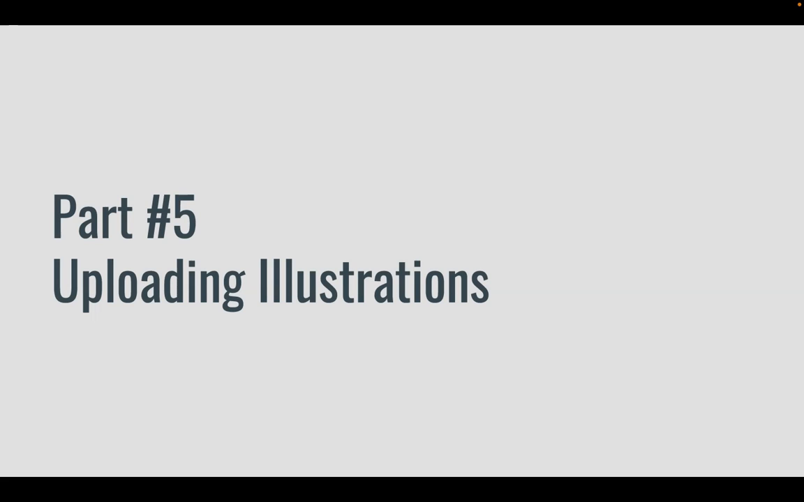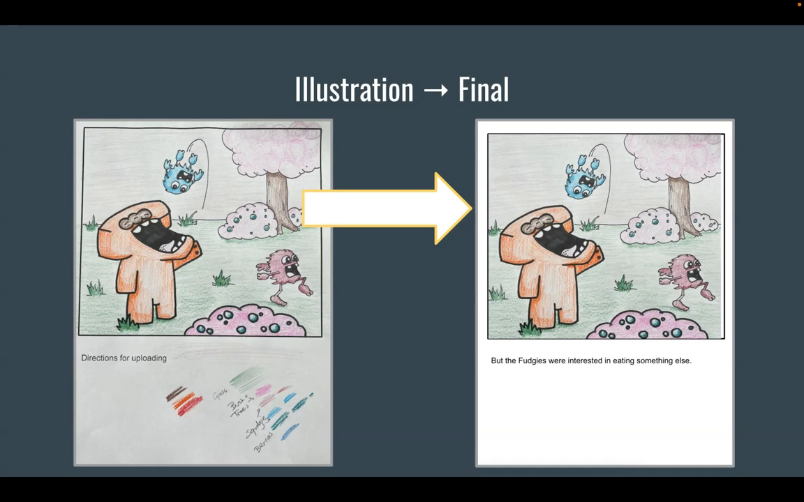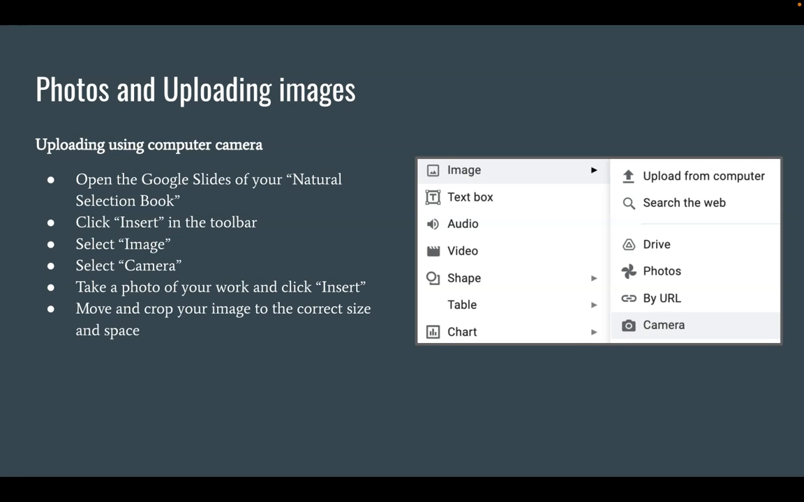Part 5. Uploading your illustrations. So all of your illustrations will be completed on paper, and you need to get them into your Google Slide. Here's how. If you'll be using the computer camera, you'll have to hold your illustration in front of the computer's camera. Then, in your Google Slides, click Insert in the toolbar, select Image, select Camera, then take a photo of your work and click the Insert button.